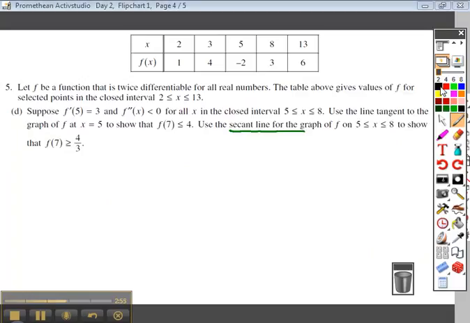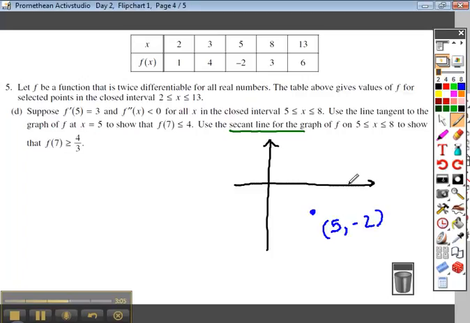So if you remember what the secant line is, let's draw the situation that we know. Here's all I know. I know there's a coordinate of (5, -2). I know that the graph is concave down, but increasing, so it might look like that. I also know the coordinate is at (8, 3). The secant line is the line that connects these two. This looks like this.